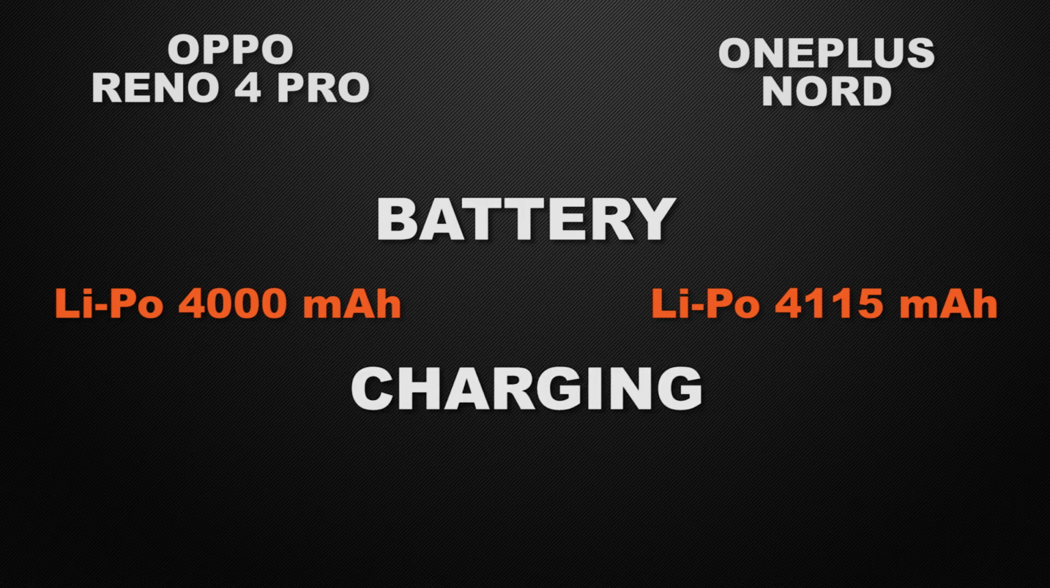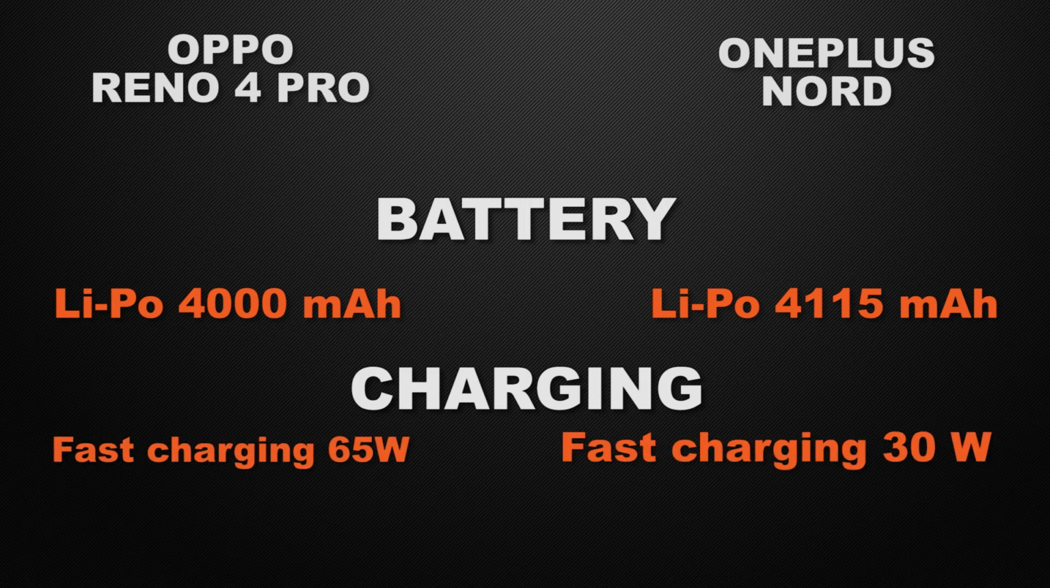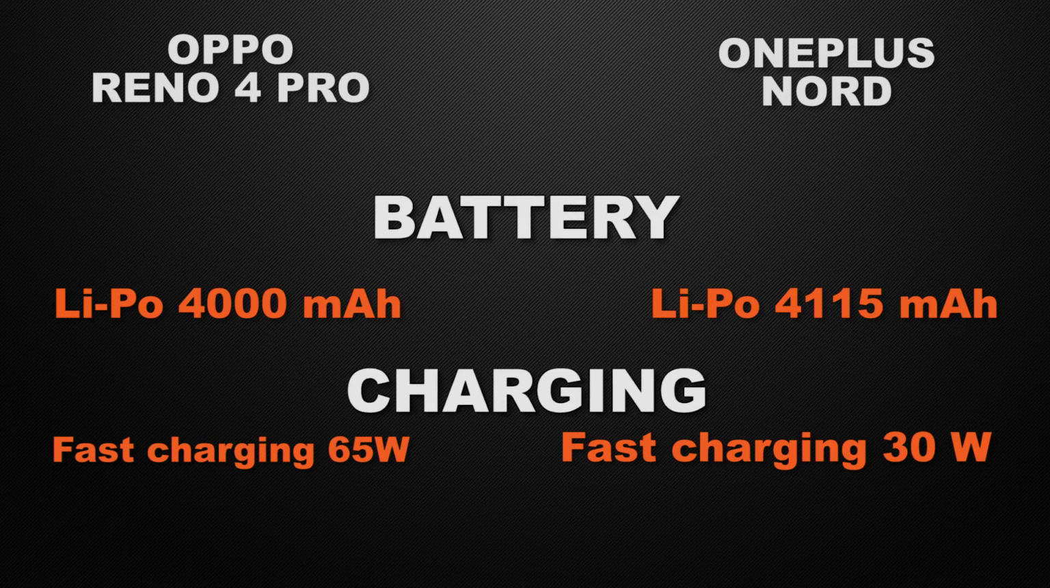And about the charging speed of the devices. Reno 4 Pro has 65 watts of fast charging and Nord has 30 watts of fast charging. So the winner here is, without a doubt, Reno 4 Pro.